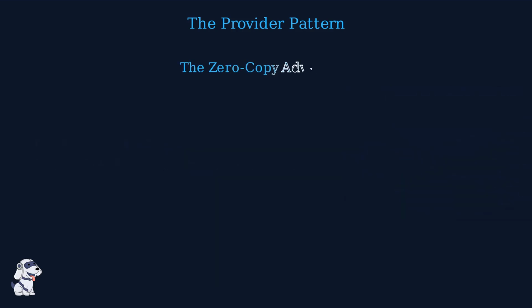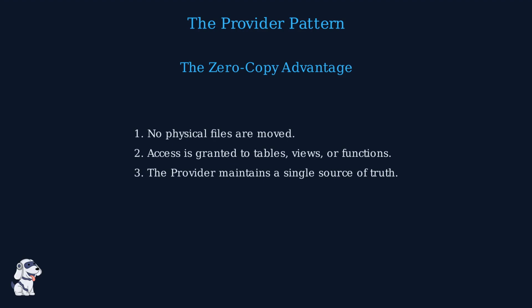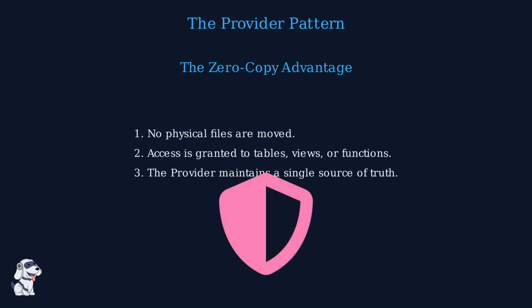Because Snowflake uses zero-copy architecture, no physical files are moved or duplicated. Instead, the provider grants access to specific tables, views, or functions. This ensures that the provider always maintains a single, reliable source of truth. By using the share object, the provider stays in control, ensuring data is only accessed by authorized consumers.